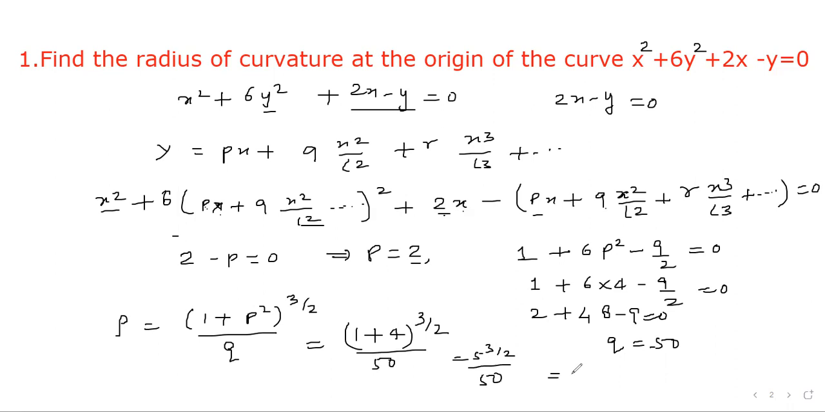This can be further simplified: 5 root 5 divided by 50. So the 5 will cancel out, and it becomes root 5 divided by 10. And further, we can simplify it. So this will become 1 upon 2 root 5. So that is our answer.